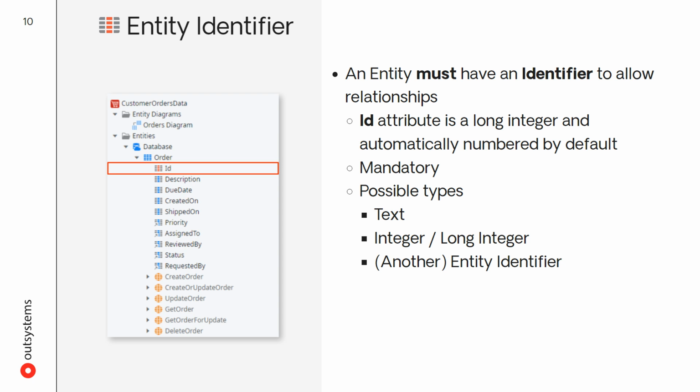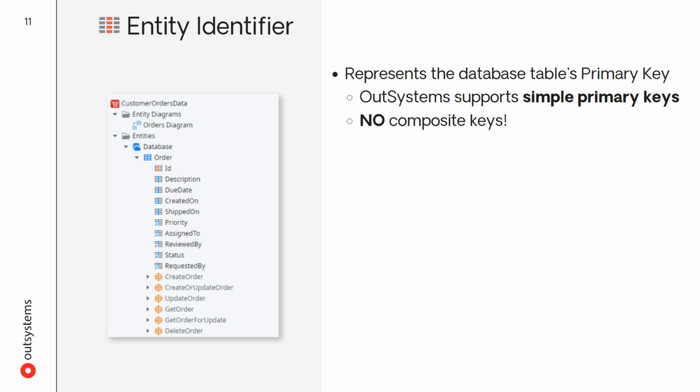All these properties can be changed, including the mandatory property and the data type, which can be text, an integer, or even another entity identifier. It is important to know that changing the type of the entity identifier may require the ID value to be explicitly set, since the AutoNumber property may no longer apply. The identifier attribute can also be deleted if needed, but then it will not be possible to create a relationship with this entity. The entity identifier represents the primary key of the underlying database table. OutSystems supports simple primary keys and no composite keys, meaning that only one attribute can be the identifier.